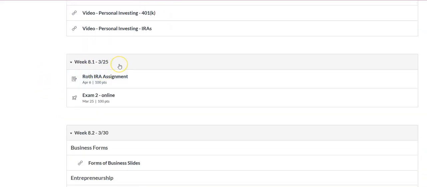So on the 25th, for the Monday and Wednesday classes, it will be the next exam. The exams will be online. It will be 50 questions, maybe 48 questions, true, false, and multiple choice, very much like the other exams. You'll notice I also have this next assignment there. It's an individual assignment, a Roth IRA assignment. Let's take a quick look at that as long as I'm here.